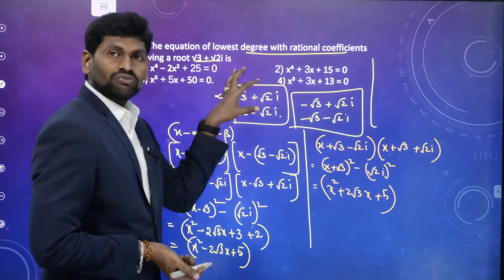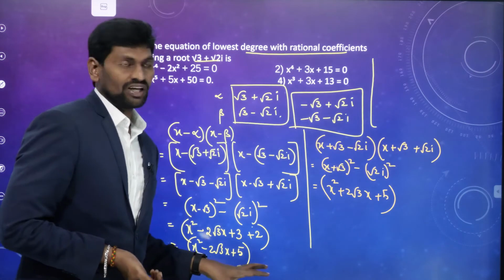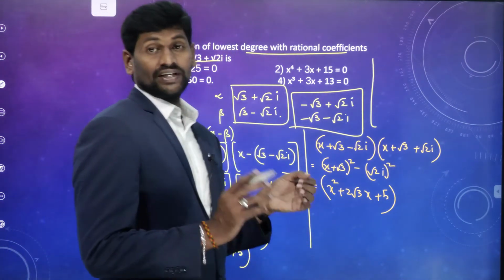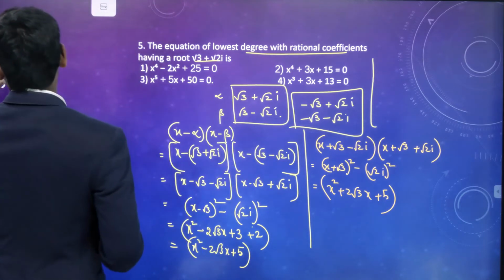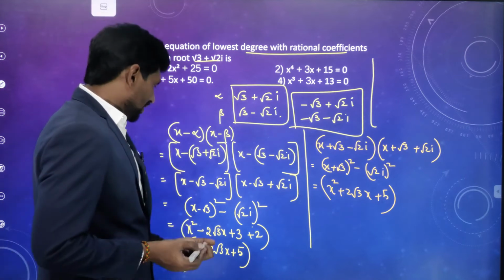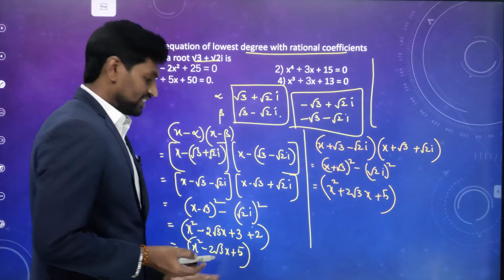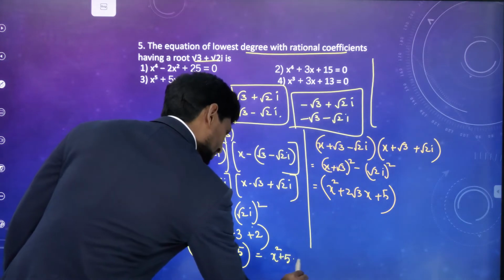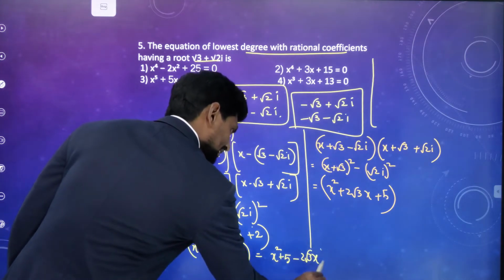So total overall 4 factors. By using the first 2 factors, I found out the quadratic polynomial. By using the last 2, again I found the quadratic polynomial. Let us find the final answer. Quadratic into quadratic. Now here x square plus 5, I am writing this as x square plus 5 minus 2 root 3x. Can I write like this?